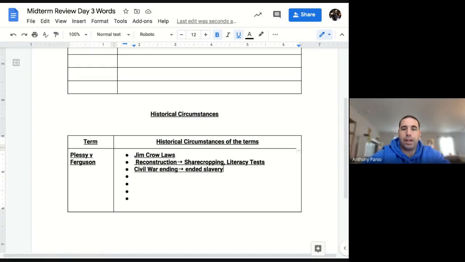I think a couple of things you could also mention. You can mention the 14th Amendment, which was a huge problem. And then if you remember the facts of the case, maybe talk about, this is a little advanced, but Homer Plessy rode on a train car that was segregated.